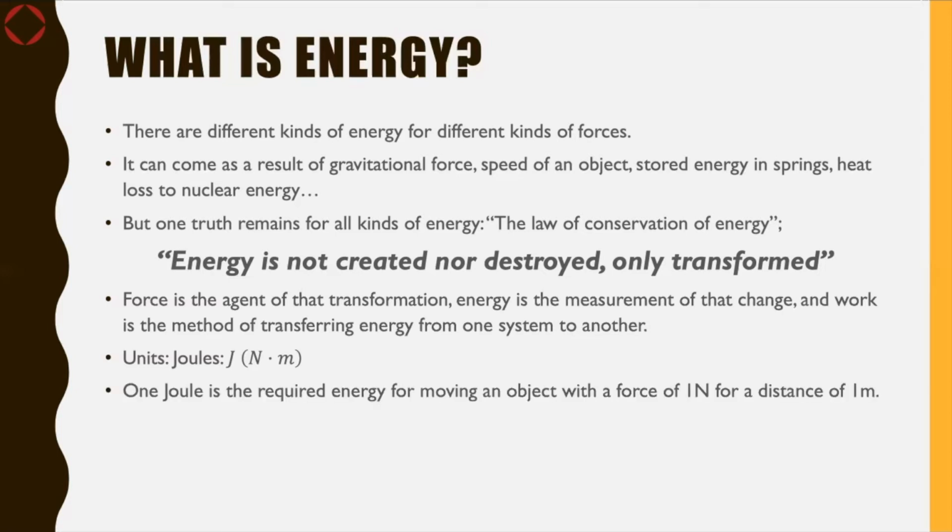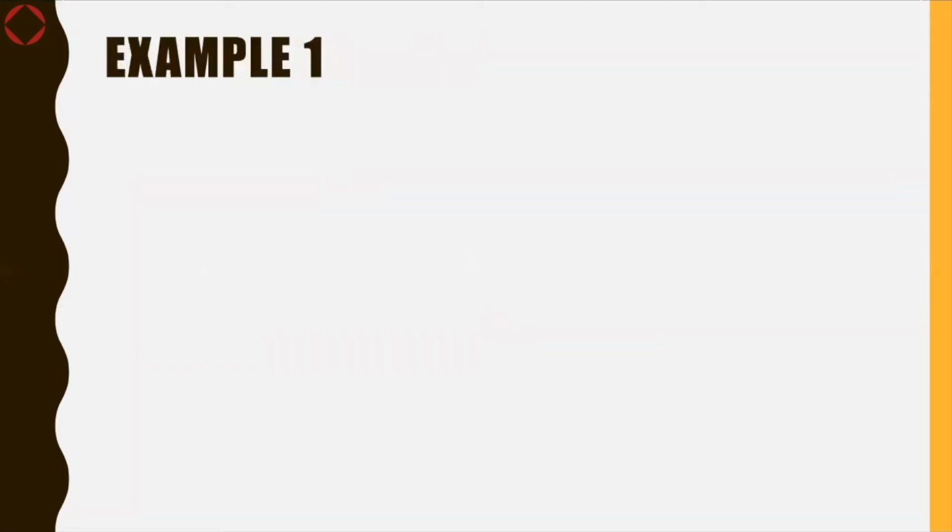Okay, 1 joule is simply the energy required for moving an object with a force of 1 newton for a distance of 1 meter. In simple words, energy is just the capacity to do work. As long as you can do work, you have energy. As long as you are applying or doing work, you have energy.